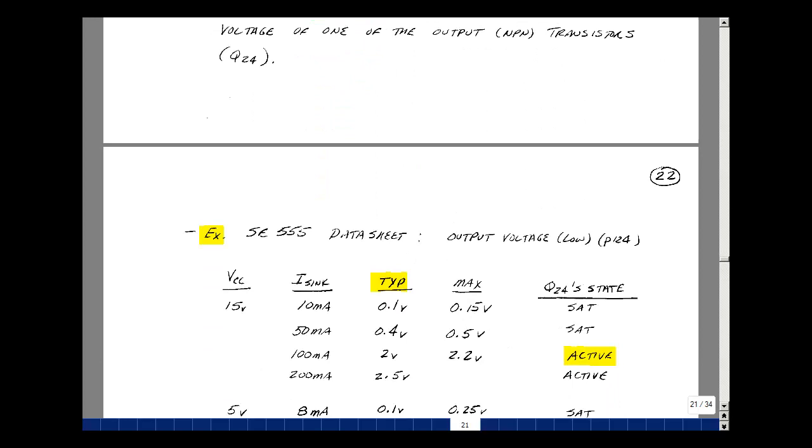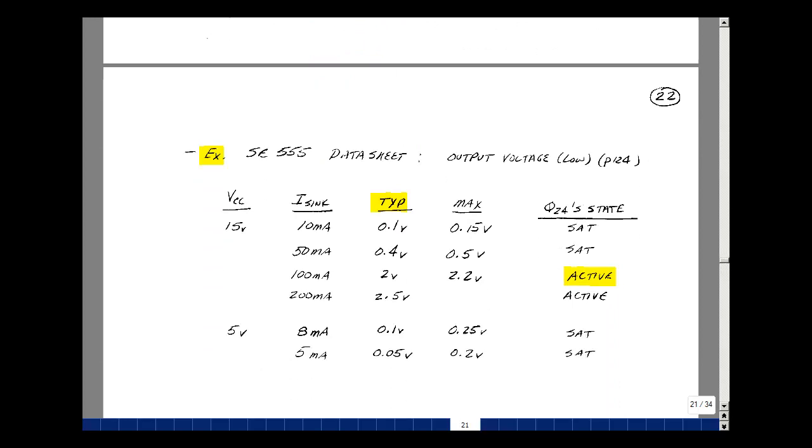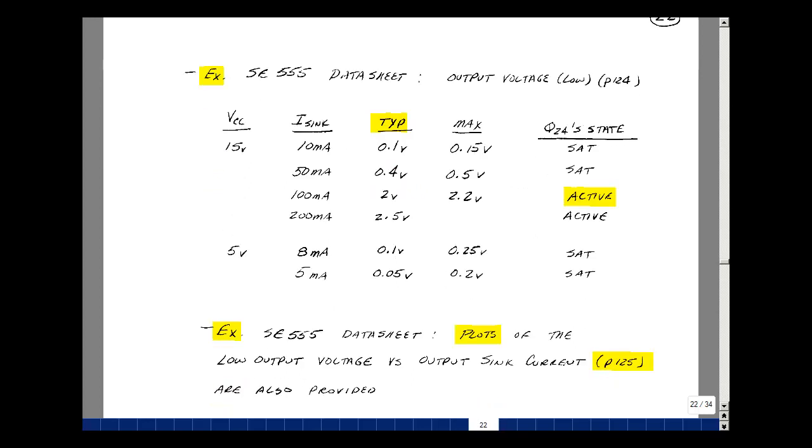Again, on our table on page 124, we'll see a list of data of typical and maximums. Here with a 15-volt power supply, if we have the transistor saturated and again, the output would be low, we're pumping current into it, you could expect about 100 millivolts typically for that transistor saturation voltage. If you pump it up to 50 milliamps, it's going to go up. And again, the maximum will be a little bit higher.